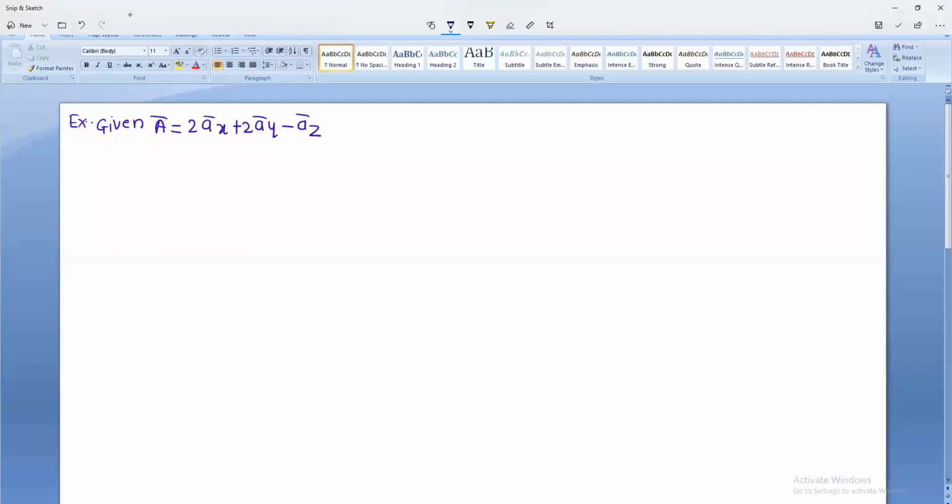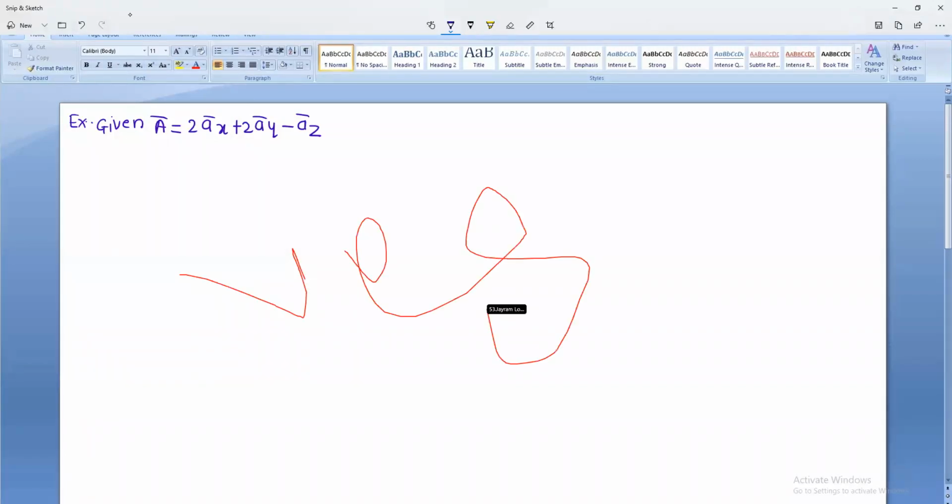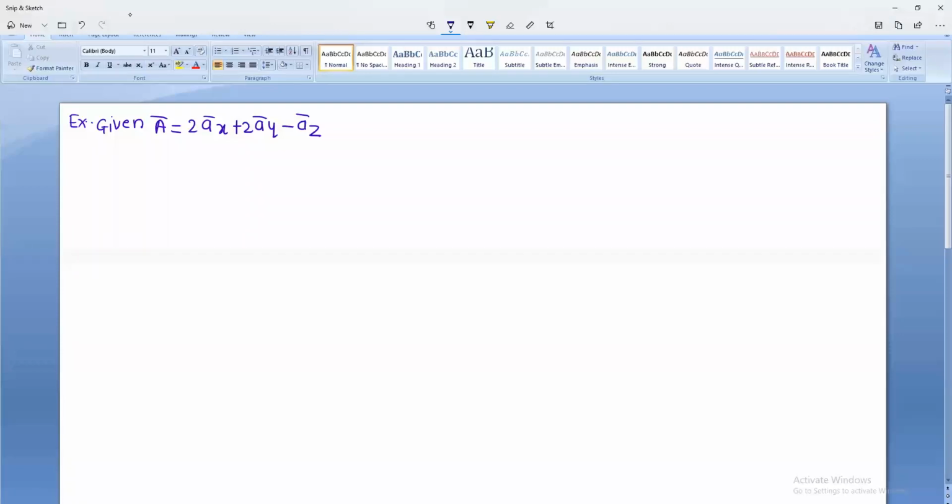Okay, first tell me, is this font size visible to all? Hello? Whatever I am writing, is this visible? Yes, ma'am. Because I decrease font size. Okay, no problem. Because we can write more equations in one page. That's why I decrease size.